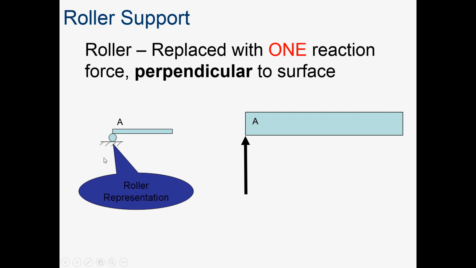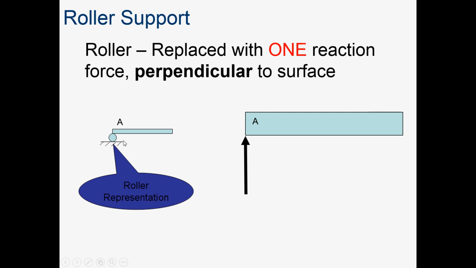So a roller only applies one reaction force, and that's always perpendicular to the surface it's sitting on. So for example, if you're on roller skates, the surface you're on is the flat ground, it's horizontal, and your skates apply a force perpendicular to that, which means the force that they apply is a vertical force, and that's what holds you up so you don't fall through the floor.